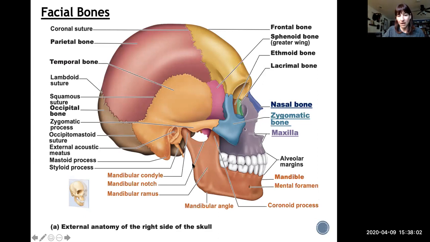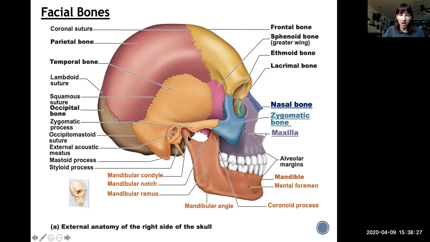It connects the body of the mandible to the articular surfaces where it articulates with the skull. Okay, so the mandibular ramus is this part of the mandible. The mandibular notch is this notch right here. So it's this little part where it scoops out right here, mandibular notch.